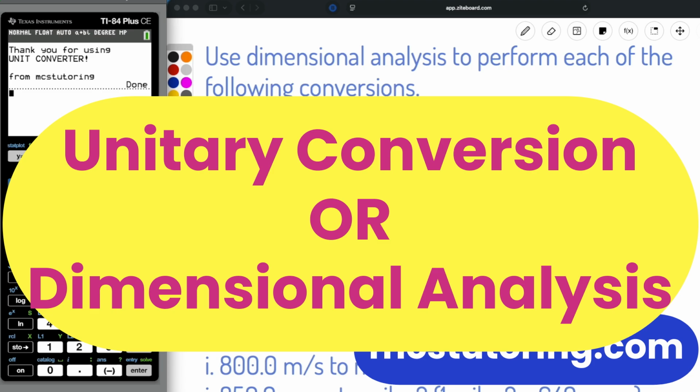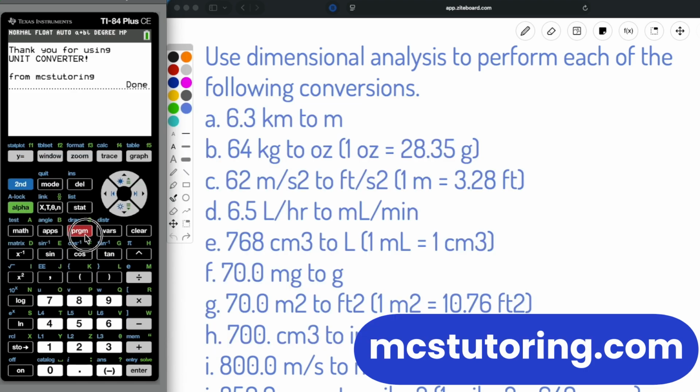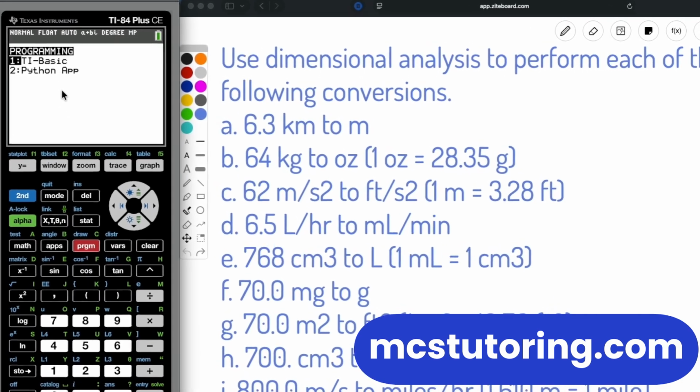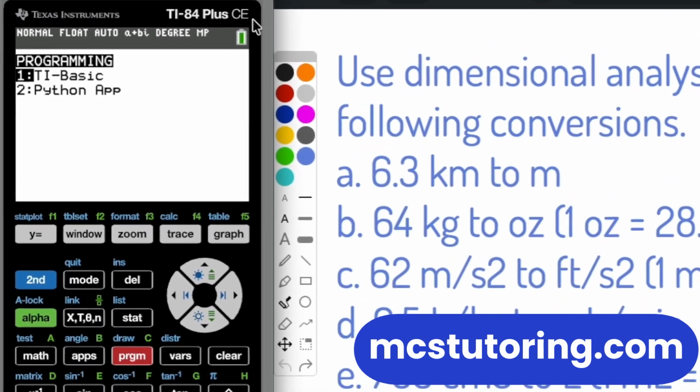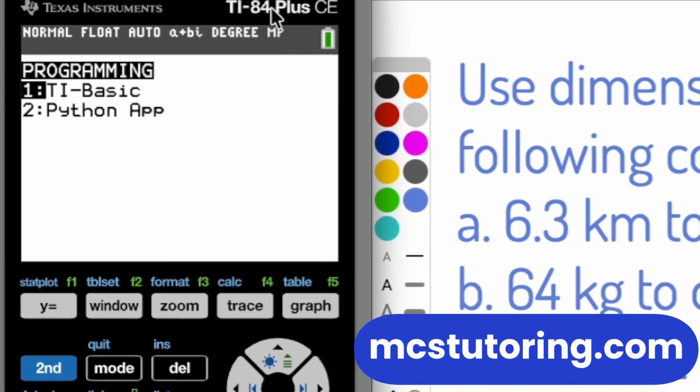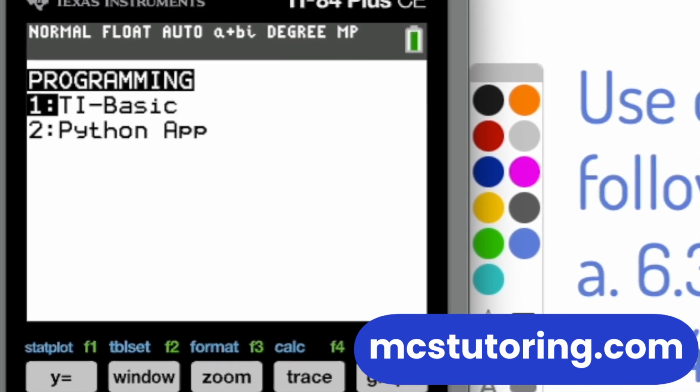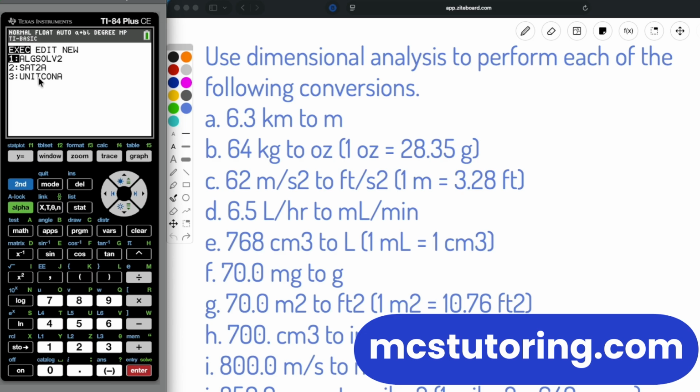Once you get the program from mcstutoring.com, go to the PRGM key to get to programs. You're going to choose TI-80 Basic, which might be your only choice if you have a regular TI-84 Plus CE. But this also works in TI-84 Plus CE Python calculators. So we're going to go there, and then UNITCON A, Unit Conversions A, right there, option 3.